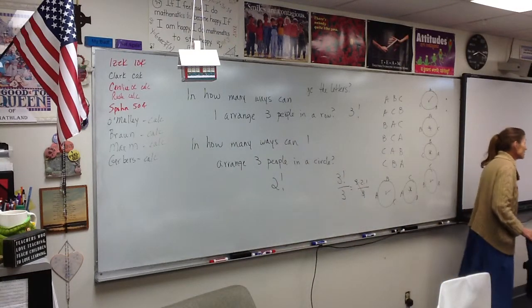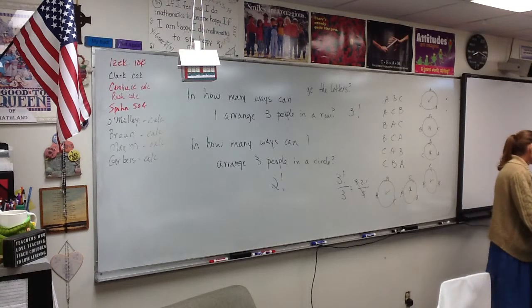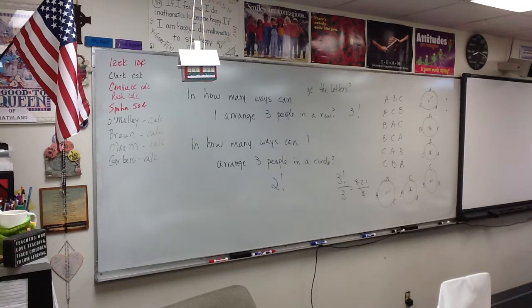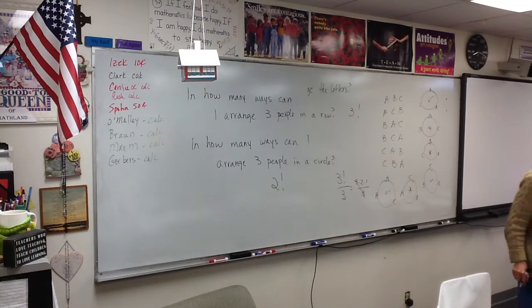So if you had 12 kids, and I was going to line them up out there on the bench in the hallway, how many ways could I line up 12 kids on the bench in the hallway? 12 factorial. But if I invite them to a bonfire at my house, how many ways can I arrange those 12 kids around a bonfire? 11 factorial. A lot of ways.